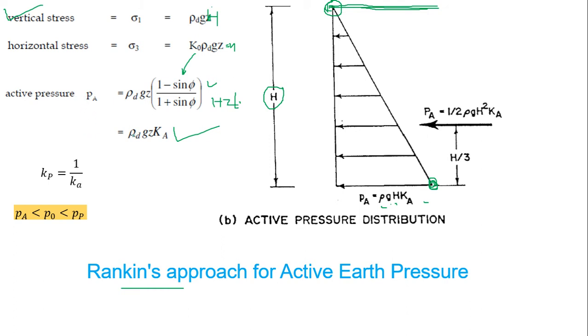So this is the pressure distribution. Rho d means here we consider that whatever backfill we have is the dry backfill. So rho into d I have considered over here. G is the gravity constant, Z is the depth, or we can use the letter H, and K we already have.